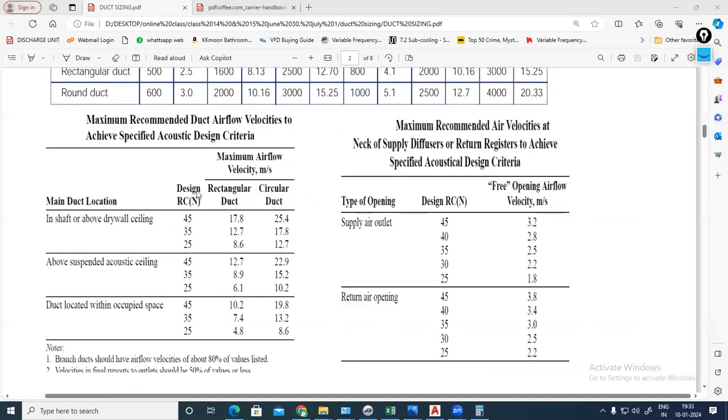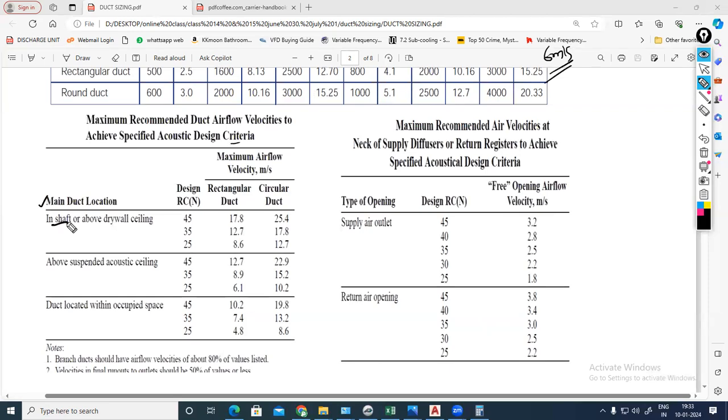After that, I have to come to this table. This table I have taken from the ASHRAE Sound and Vibration 2011 handbook. Maximum recommended duct airflow velocity to achieve specified acoustic design criteria. Okay. In Carrier standard I got 6 meter per second. Here how much will I get? Anyhow, where the duct is located matters. The main duct location. We are finding the starting duct only now. Branch duct velocity will decrease. You can study that.